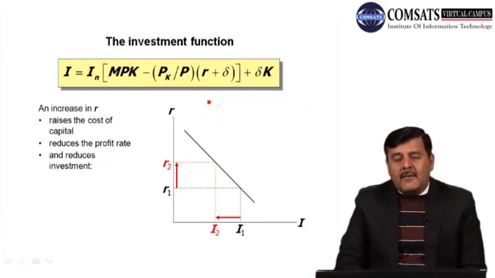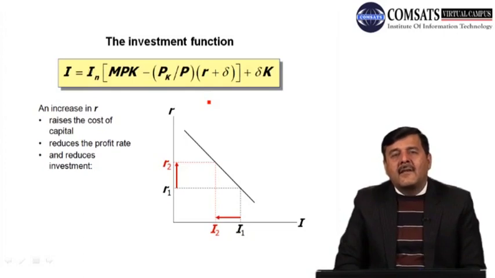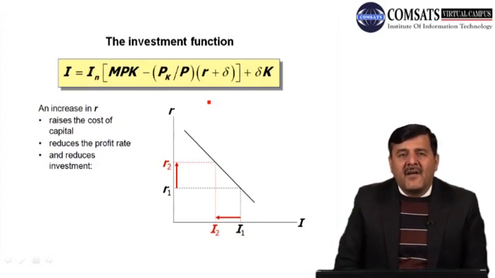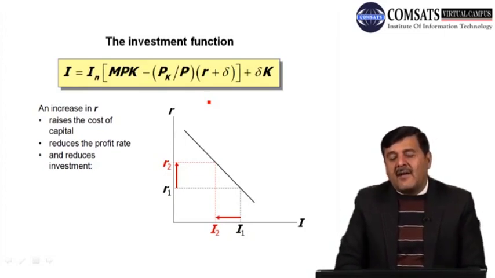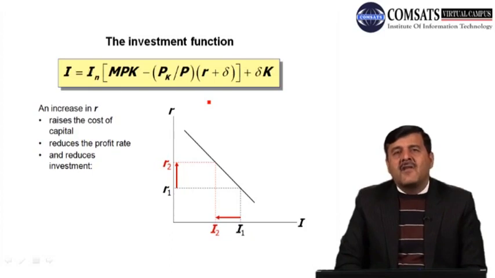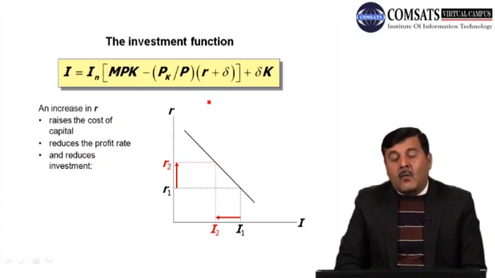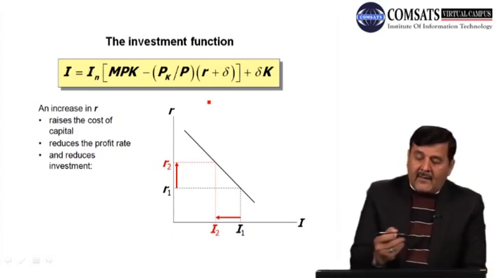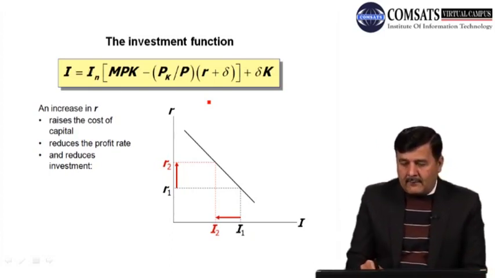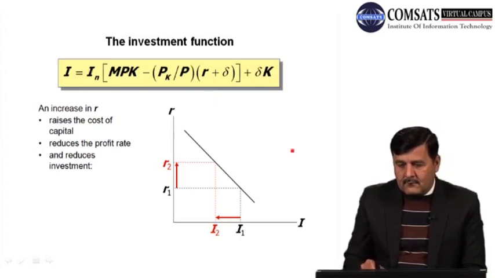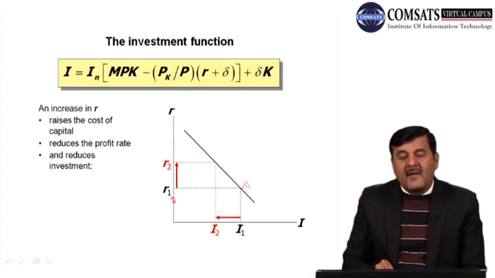Now by using this net investment, we can draw the investment function. On the y-axis we are measuring the interest rate, and on the x-axis we are measuring the investment. As we know, investment has a negative relationship with the rate of interest; it depends negatively on the rate of interest. Now suppose at point A, we have R1 rate of interest and I1 level of investment.